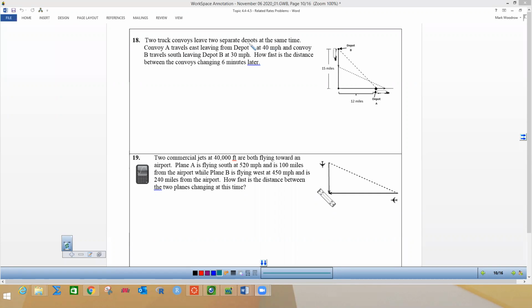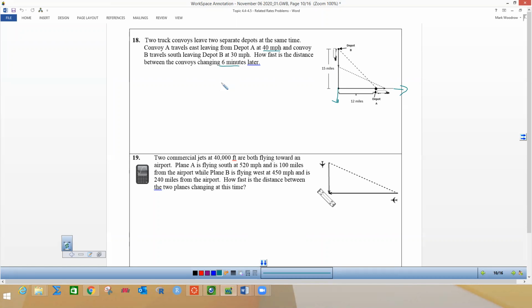So two truck convoys leave two separate depots at the same time. So there's depot 1, depot 2. Convoy A is leaving at 40 miles per hour. So that's a rate, I hope we all know, because it's miles per hour, it's on time. And convoy B is heading south. So if you look, this guy's going east, this guy's heading south, so he's coming this way, at 30 miles per hour. How fast is the distance between the convoys or the semi-trucks changing?